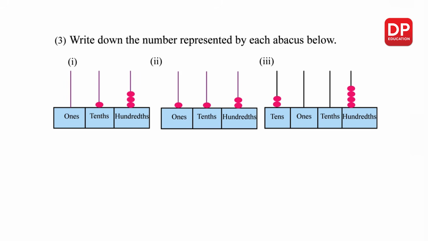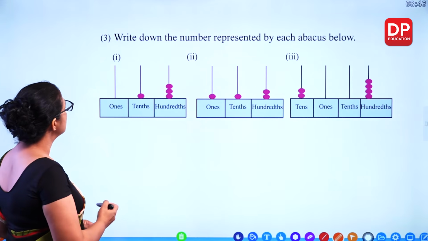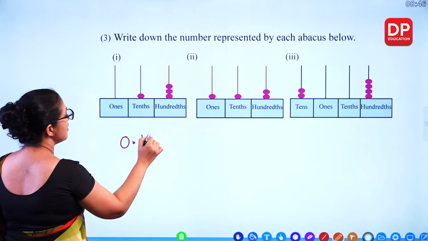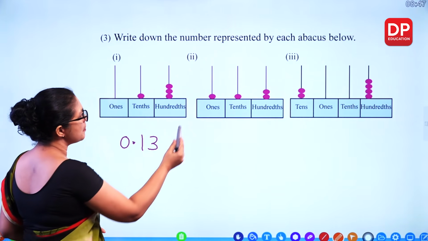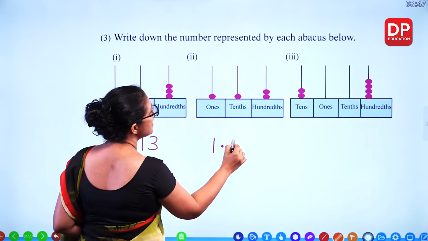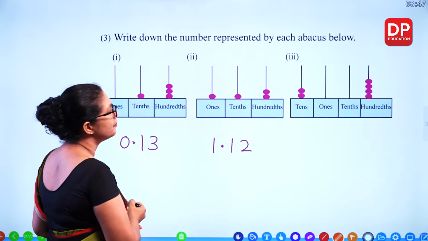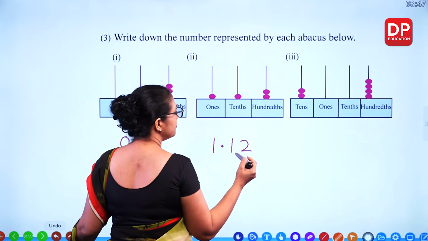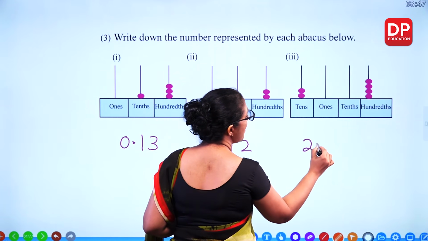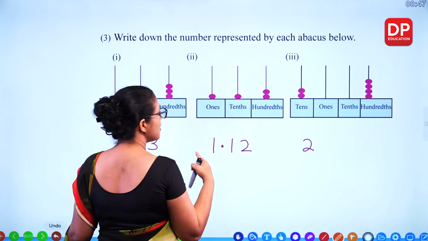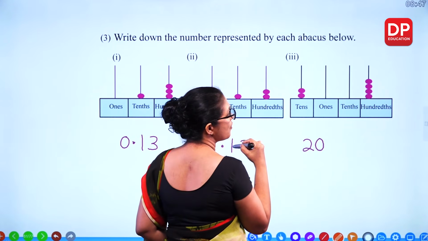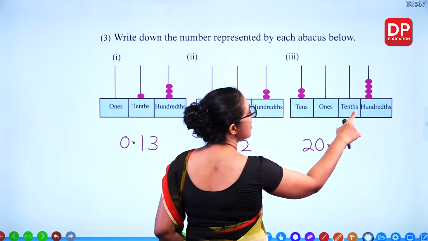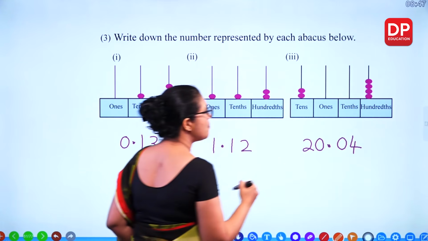Write down the number represented by each abacus below. So this is tens place. So this is nothing there in ones place. 0.13. This one ones place 1. And see 1.12. Tens place 2 there. So 2, nothing. Tens place 2. Nothing in ones place means you have to put a 0. And tens place also nothing. That means you have to put a 0. And hundreds place 1, 2, 3, 4. So 20.04.